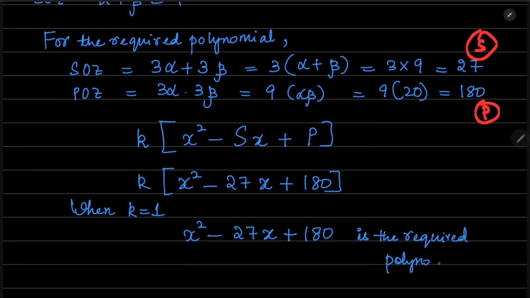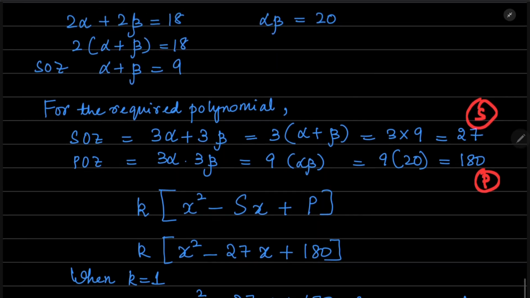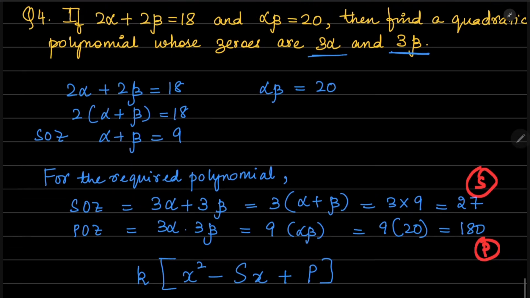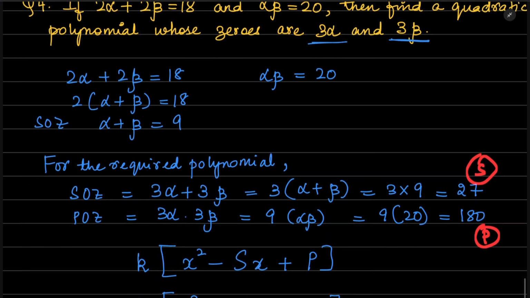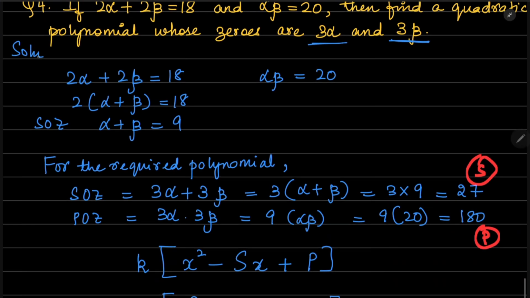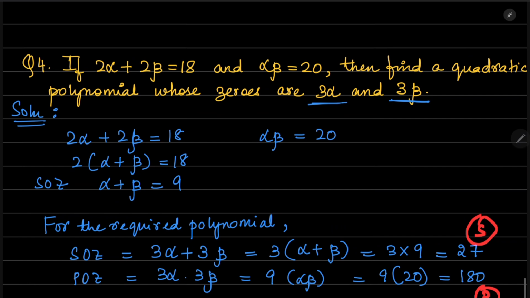Polynomial. Okay. So for this particular polynomial, the zeros are 3 alpha and 3 beta. Very easy. Hope you understood. Please pause the video and do it yourself. Okay. Only then, if you are asked a similar question in the exam, will you be able to do it.